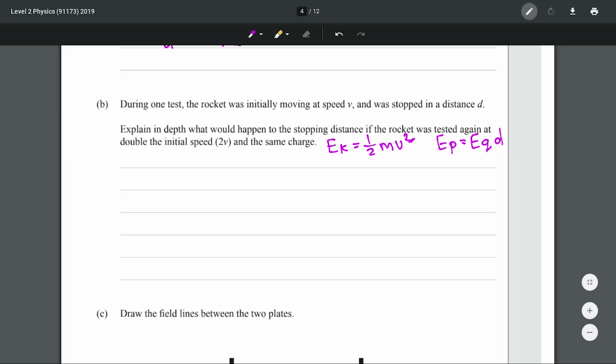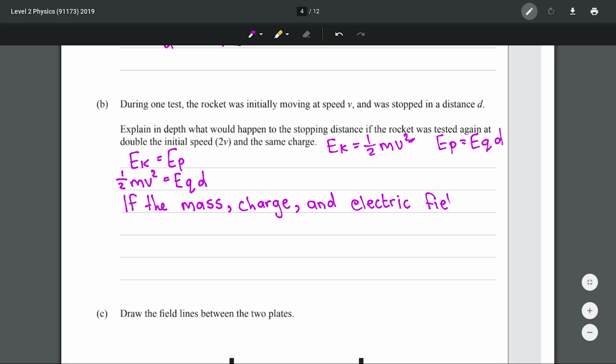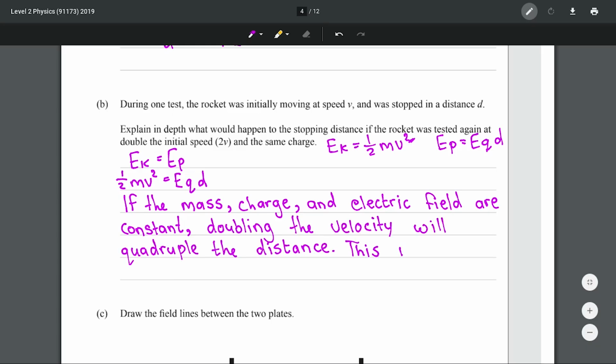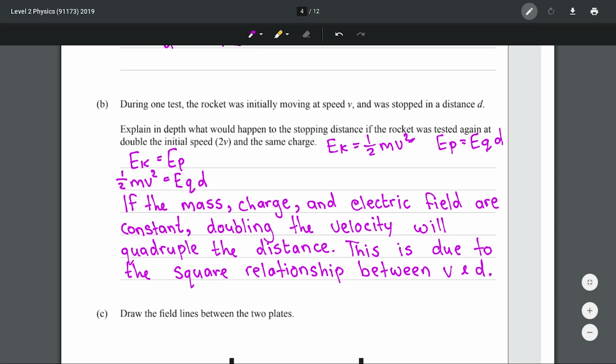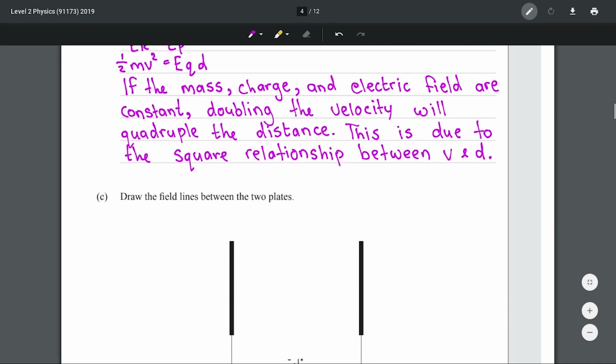And so I'm going to start my answer to this question with a little bit of algebra. If the mass, charge, and electric field are constant, doubling the velocity will quadruple the distance. This is due to the square relationship between v and d. Moving on.